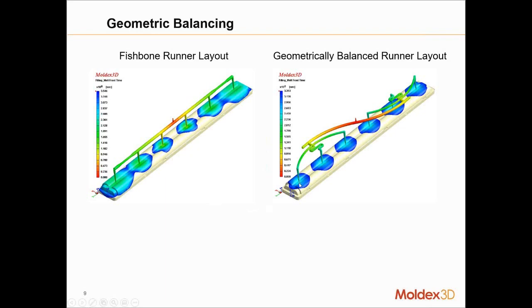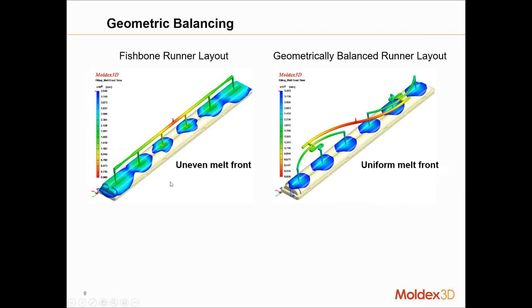Ultimately, when we run our level 1 analysis, which is just the gates with no runner system applied, we're assuming that the melt is being delivered directly to our gates without any inhibition by the runner system. But we always want to make sure that we're maintaining that assumption by building our runner system appropriately. And the first consideration is always geometric balancing, making sure that the flow length is equal to each gate.